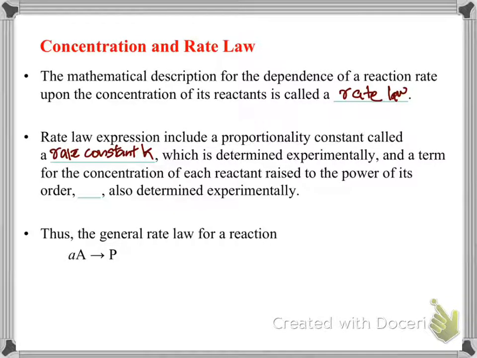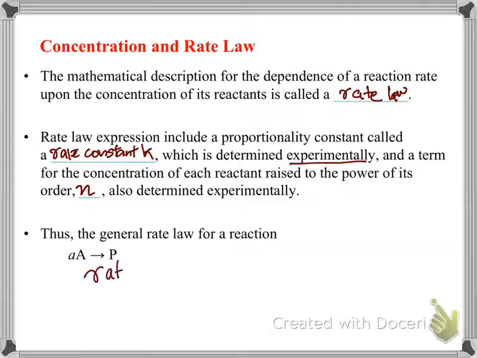Now this rate constant k, you have to determine it experimentally, and the term for the concentration of each reactant raised to the power of its order, denoted by the letter n, can also be determined experimentally. So let's look at this general reaction. Let's say a equivalents of the reactant A produces product.